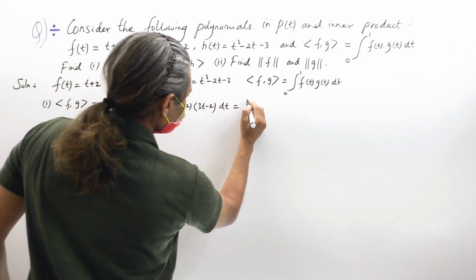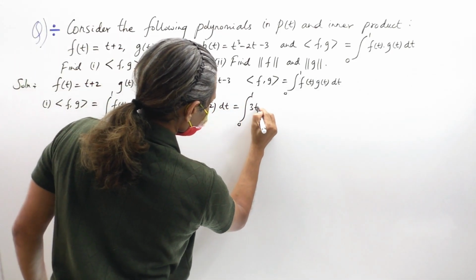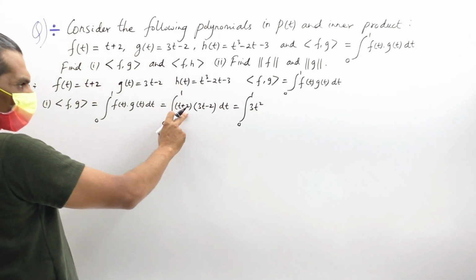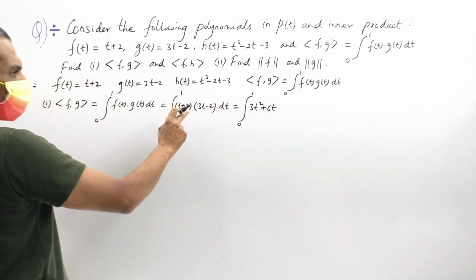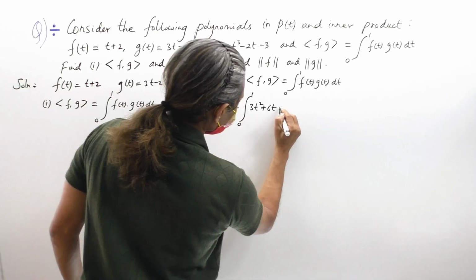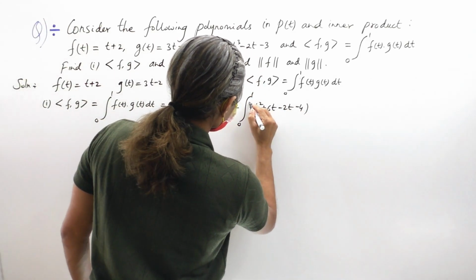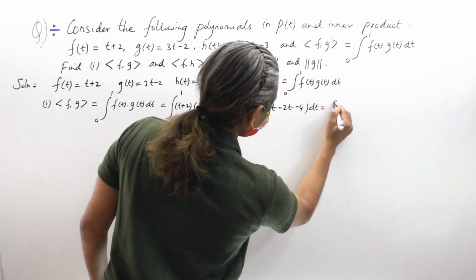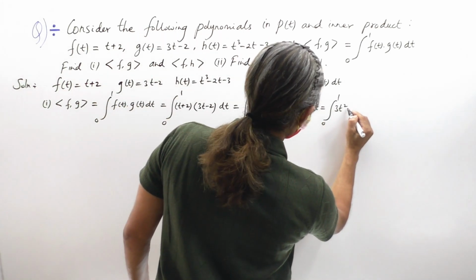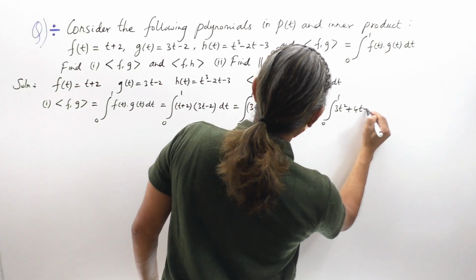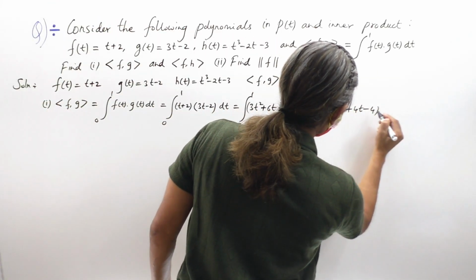So let's solve it now. So this will be now 0 to 1, 3t square plus 6t, am I right? 3t square plus 6t minus 2t and minus 4 dt. So let's simplify this. So this will be now 0 to 1, 3t square plus 4t minus 4 dt.